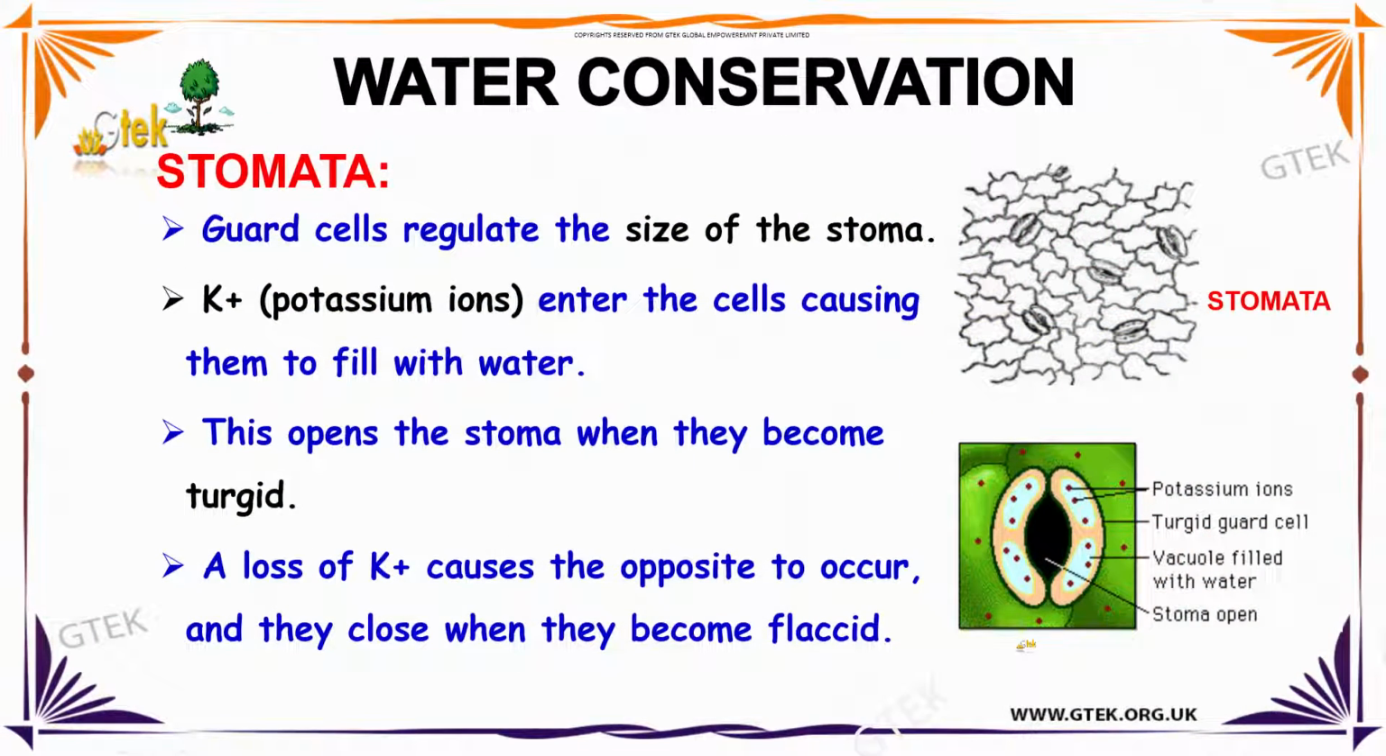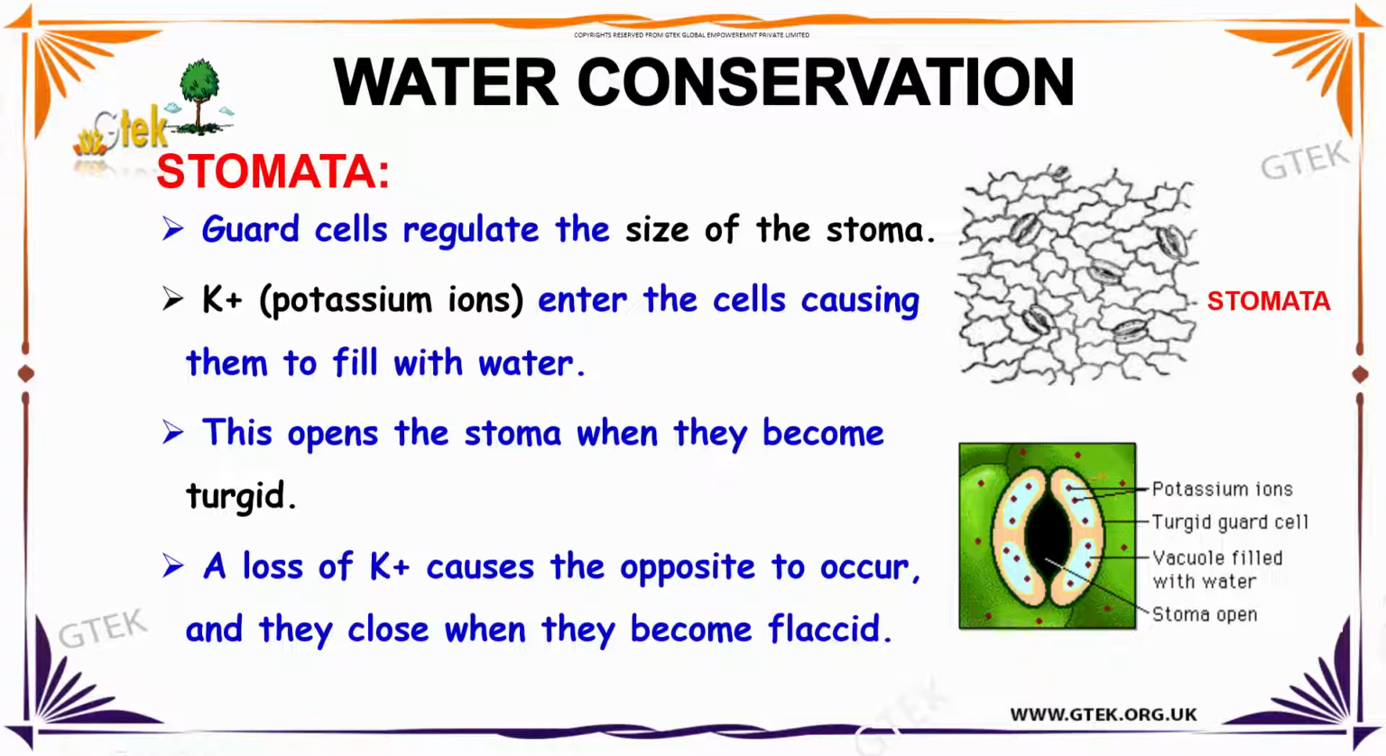Now we are going to see stomata in detail. The guard cell regulates the size of the stomata, you can see it over here. The K+, that is potassium ions, enter the cell, which causes them to fill with water. This opens the stoma when they become turgid. A loss of potassium ions causes the opposite to occur, and they close when they become flaccid.